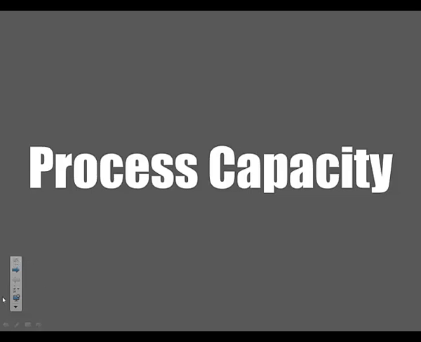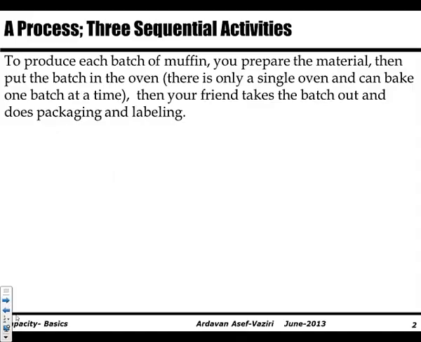This talk is on capacity. We will talk about capacity of an operation and capacity of a process, which is composed of a set of operations. We talk about flow time, cycle time, and utilization, and then we expand a little on these concepts. Let's start with a simple example.